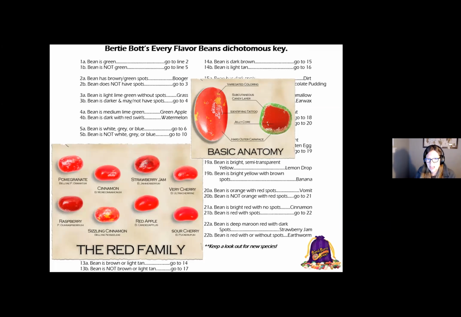But a key is a tool for identifying an unknown plant species by using successive choices between two contrasting statements that we call couplets. So here it says the bean is green or the bean is not green. It either is or it isn't, right? And then you go on to where it says line 2 or line 5, either go here or go here. For this one, the bean is not green, so we go to line 5. So the bean is white, gray, or blue, or the bean is not white, gray, or blue, right? So you just continue on.